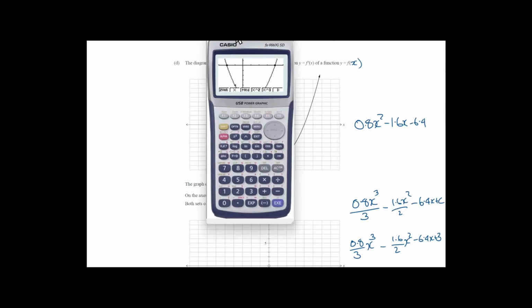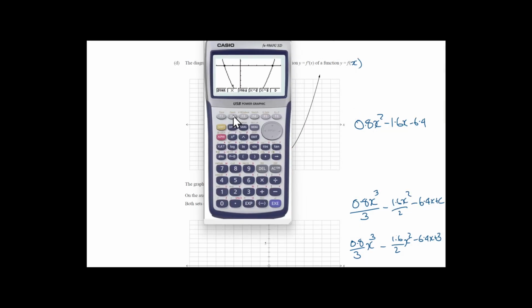Right, back again. So let's go to menu and let's graph it. I'm going to put 0.8 over 3 x to the power of 3 minus brackets 1.6 over 2 x squared minus 6.4x plus 3, is that.